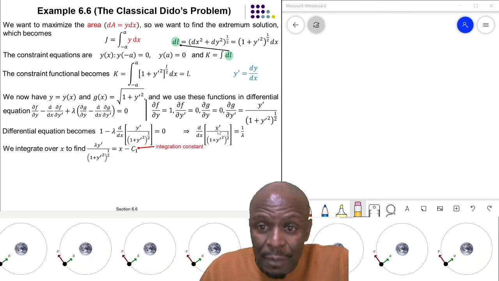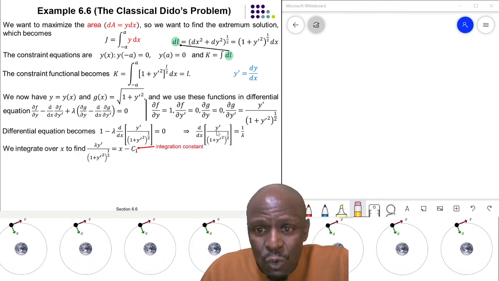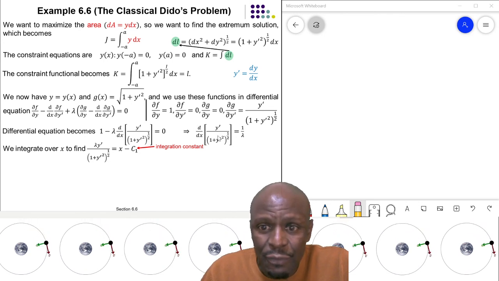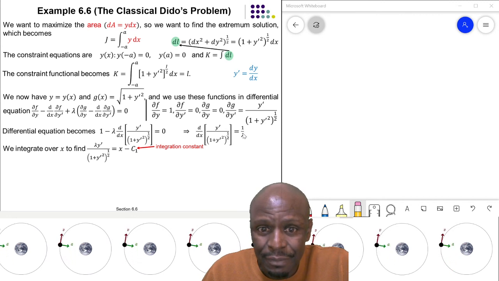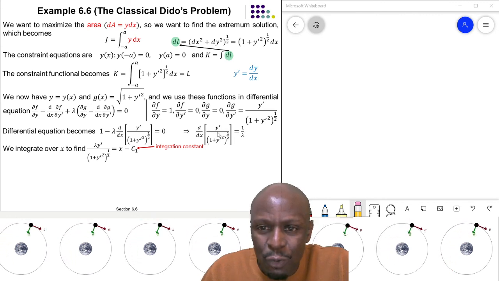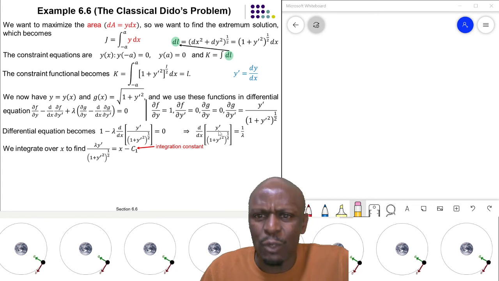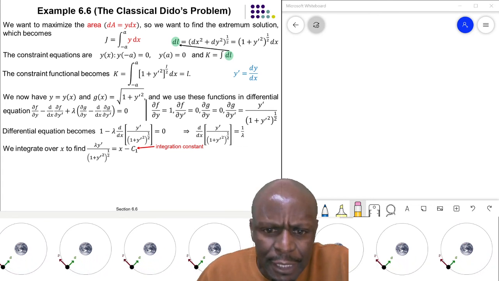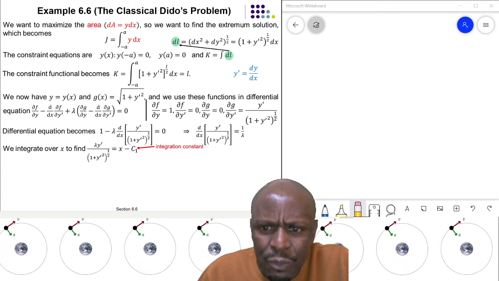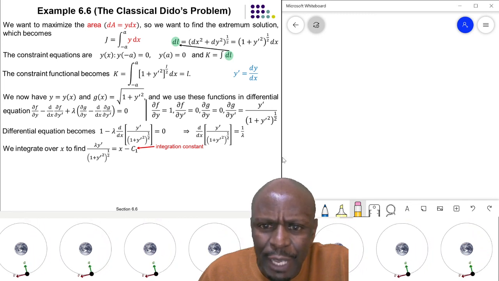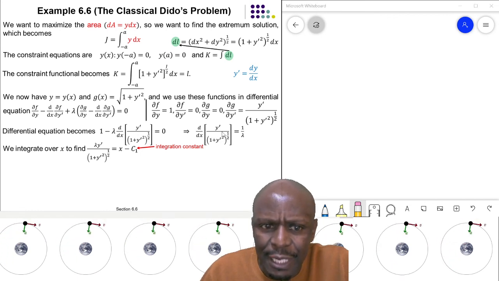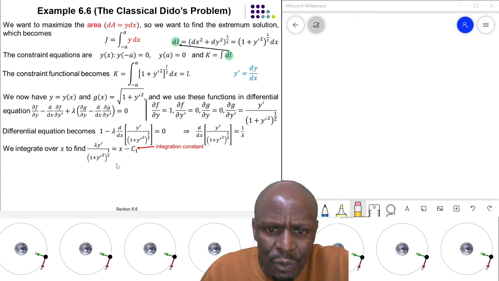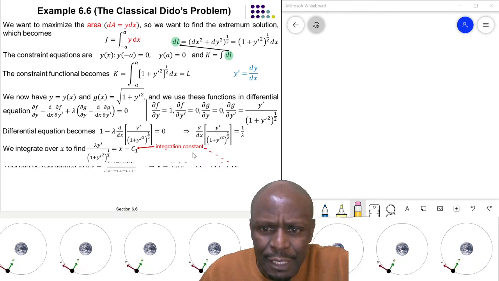Now from there you can square this function, or actually you don't square, you rearrange the equation, and then you integrate with respect to x. So this is what you are going to have, where c is the integration constant.